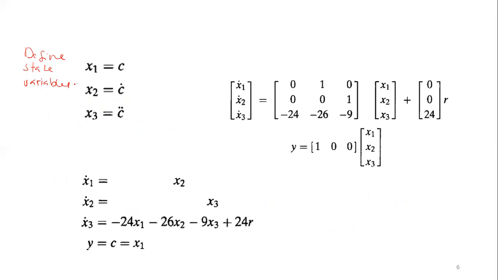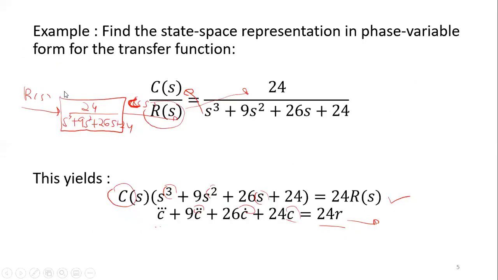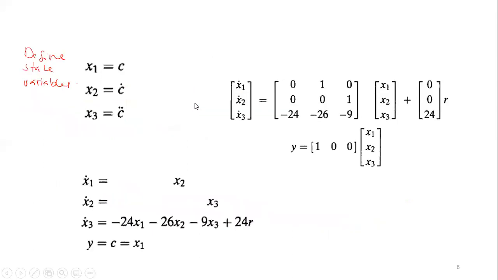Okay, so here they define the state variables, 3 state variables, which is x1 equals to C, x2 equals to C dot, and x3 equals to C double dot. So the question is how many state variables that we need to define? If you see here, the transfer function has s to the power of 3, so this defines 3 state variables, which is x1, x2, x3.